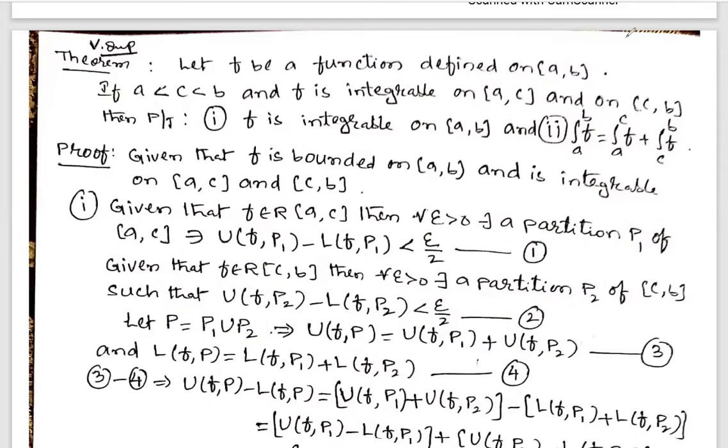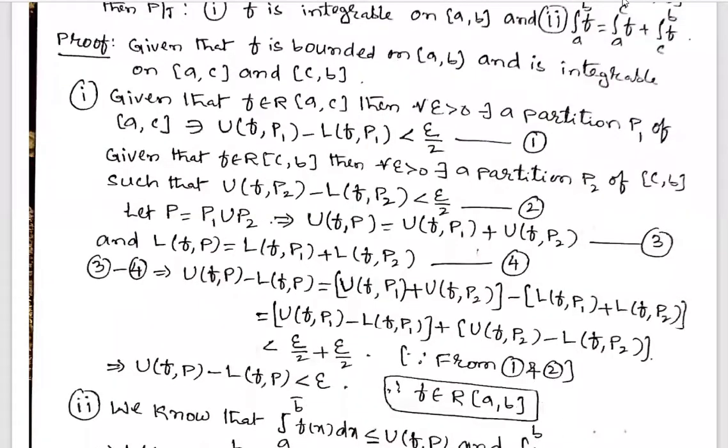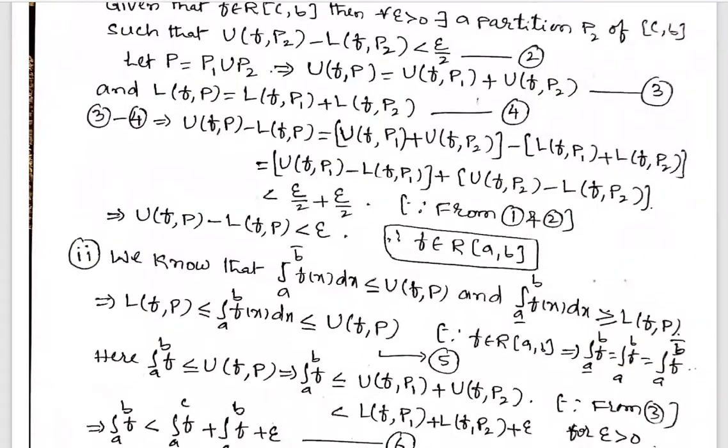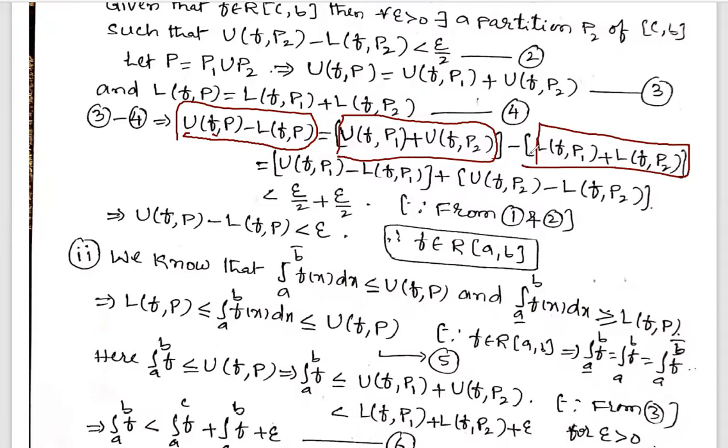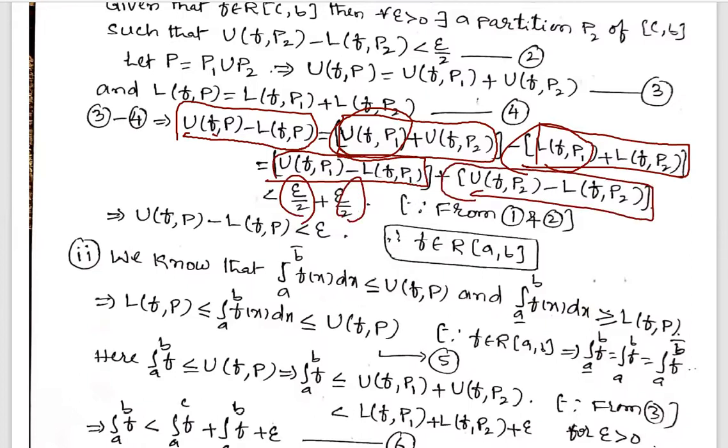And now next, there is equation 3 and equation 4. You have to subtract them. So what is that? You'll have UPF minus LPF is equal to, what is UPF? U(F,P1) plus U(F,P2), minus L(F,P1) plus L(F,P2). Now just write these positive, like FP1 one side and P2 one side. This is strictly less than epsilon by 2. Even this is also less than epsilon by 2. So epsilon by 2 plus epsilon by 2 gives you 2 epsilon by 2, the 2 gets cancelled. This is strictly less than epsilon. So that is what you got over here.